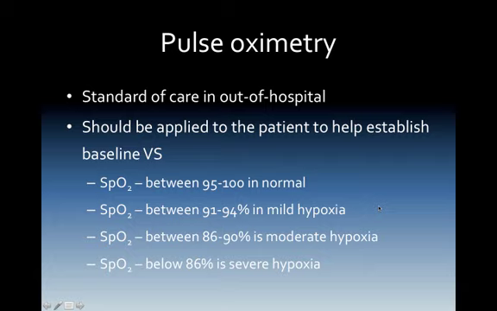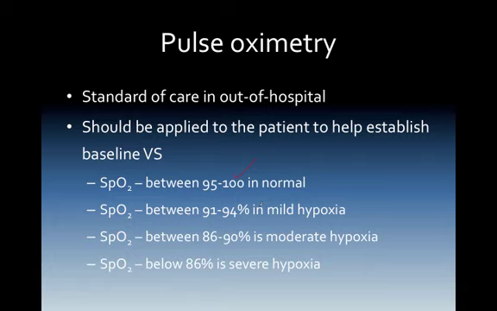Pulse oximetry, the standard of care in the out-of-hospital setting, should be applied to patients to help establish baseline vital signs. SpO2 between 95 and 100 is normal. SpO2 between 91 and 94% is mildly hypoxic. We should probably assist them a little bit. SpO2 between 86 and 90 is moderately hypoxic, and SpO2 levels below 86 is severe hypoxia. We should be careful of low perfusion states. CO poisoning will give us aberrant signs on this as well. CO poisoning could give us an SpO2 of 100, but I will assure you at the cellular level, they don't have 100%.